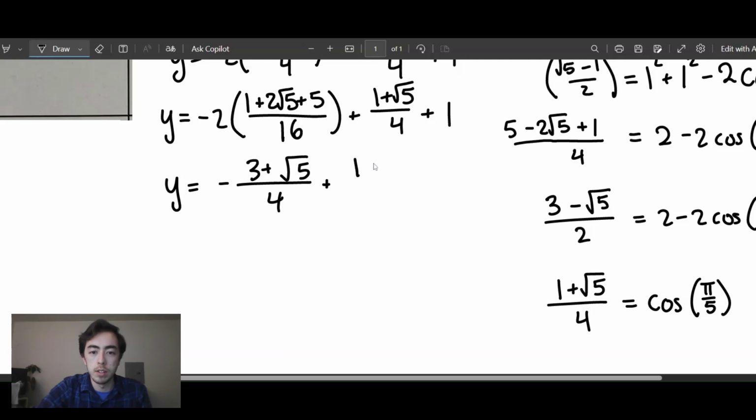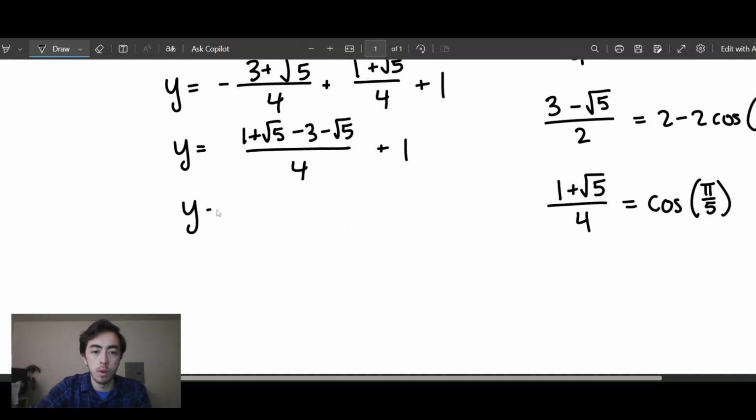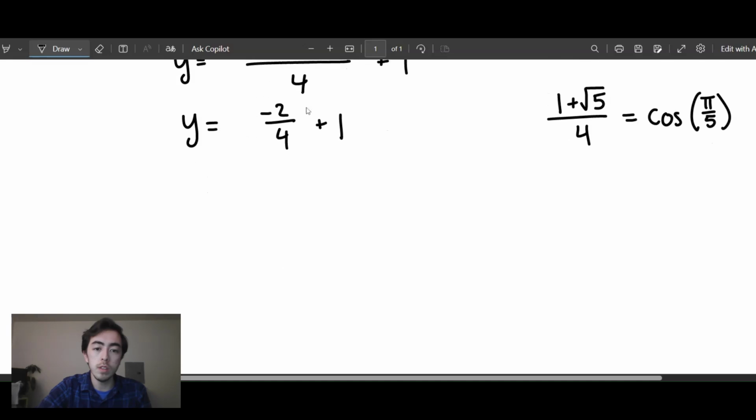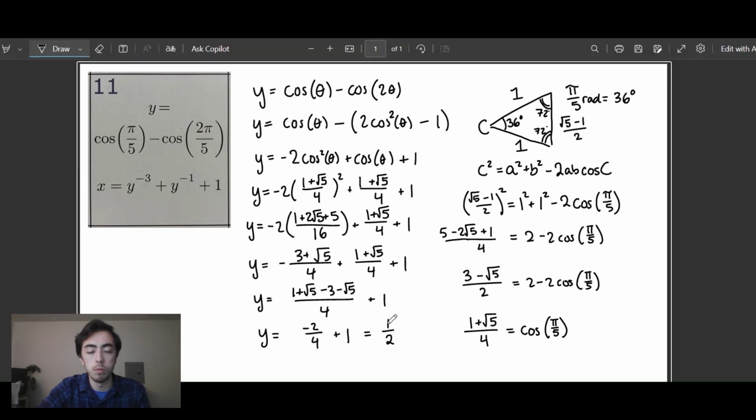And then I'm going to add that to 1 plus root 5 over 4, and then finally plus 1. These have a common denominator, so I can shove the numerators together. That's going to be 1 plus root 5 minus 3 minus root 5 all over 4. Finally, the plus 1. Here I notice that the plus root 5 and the minus root 5 cancel out. Ultimately, y is equal to just the number 1/2. Pretty simple. All of this stuff here, we get a very easy fraction. y is equal to 1/2.